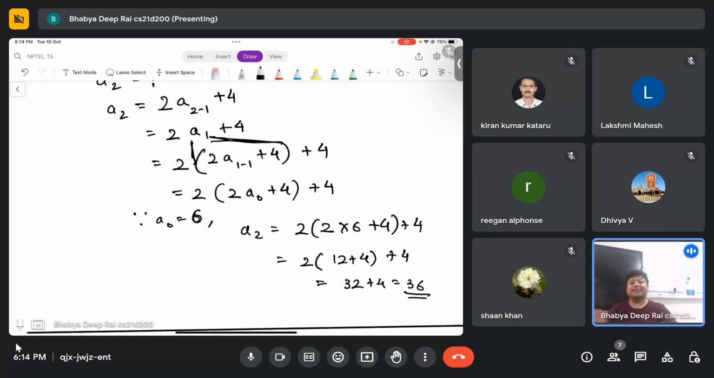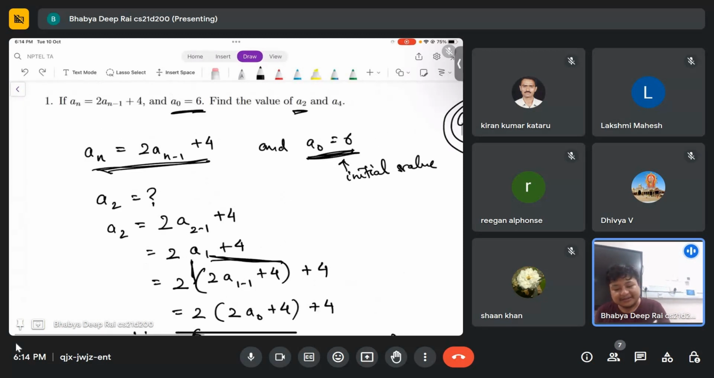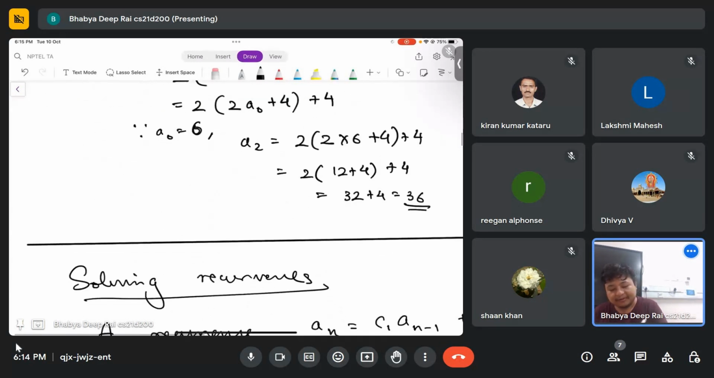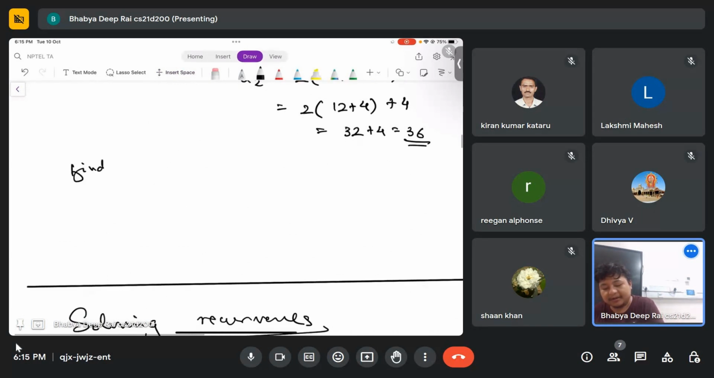The idea is simple. As soon as you find another term, just substitute it using the definition again. That is the basic idea here. I hope that is clear. We found the value of a_2. Now we want to find the value of a_4.